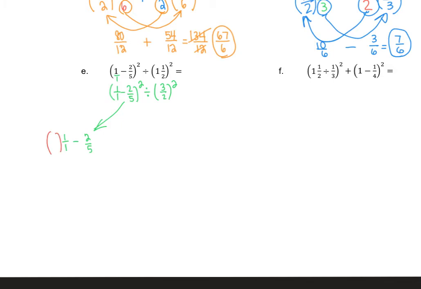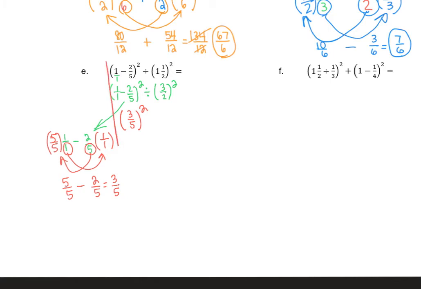I would set up a parenthesis over here, and a parenthesis over here. We'd bring the 1 over here, and the 5 over here. We'd do a 5 on top, 5 on bottom, and a 1 on top, a 1 on bottom. We would get 5 over 5 minus 2 over 5. You would subtract, and we would get 3 over 5. So if we bring that back up, we get 3 over 5 squared.